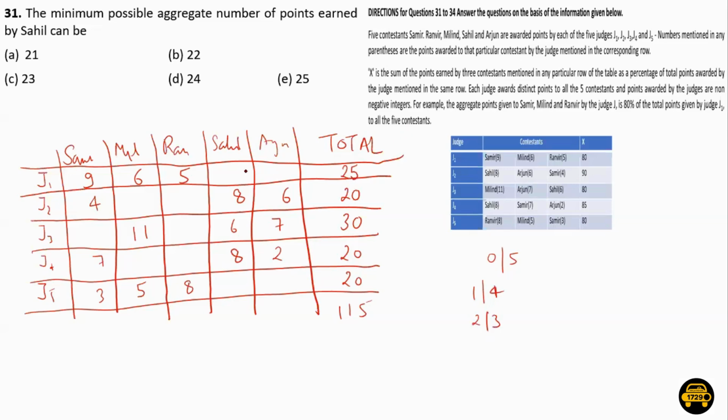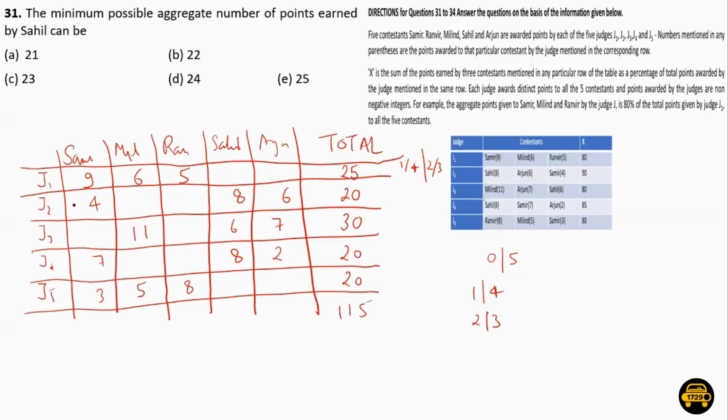Let's write it here because we don't have much space. So it can be either in the form of 1 4 or in the form of 2 3. That means if Sahil gets 1, Arjun will get 4, or if Sahil gets 4, Arjun will get 1. And the other possibility is if Sahil gets 2, Arjun will get 3, and vice versa, right?